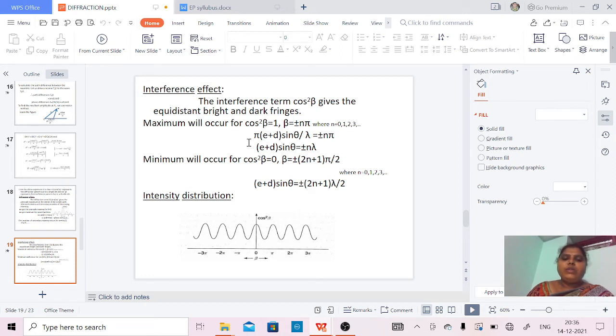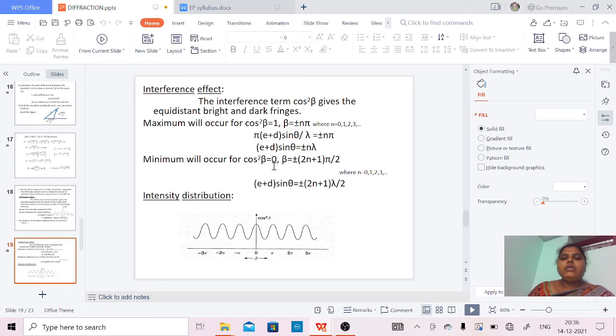Here we know that the beta value is pi into e plus d sin theta by lambda, equal to plus or minus n pi. Now pi gets cancelled and lambda goes to the other side. That means e plus d sin theta equals plus or minus n lambda. So maximum will occur for cos square beta equals 1. Where will you get the minimum?